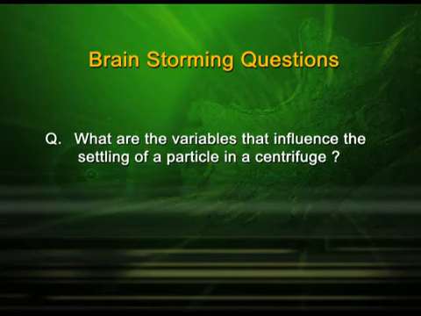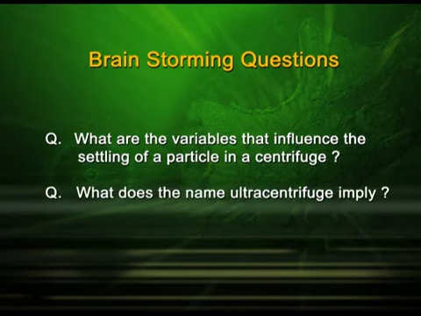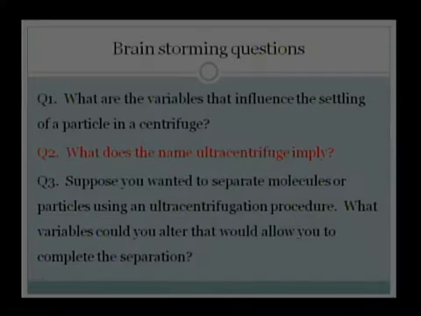So, today we have discussed in length about centrifuge, different types of centrifugal separations, and also the different types of centrifuge. Before we catch up with the next class or the next episode, there are a few brainstorming questions for you all to think about. First question: what are the variables that influence the settling of a particle in a centrifuge? Second, what does the name ultracentrifuge imply? Third, suppose you wanted to separate molecules or particles using an ultracentrifugation procedure. What variables could you alter that would allow you to complete the separation?